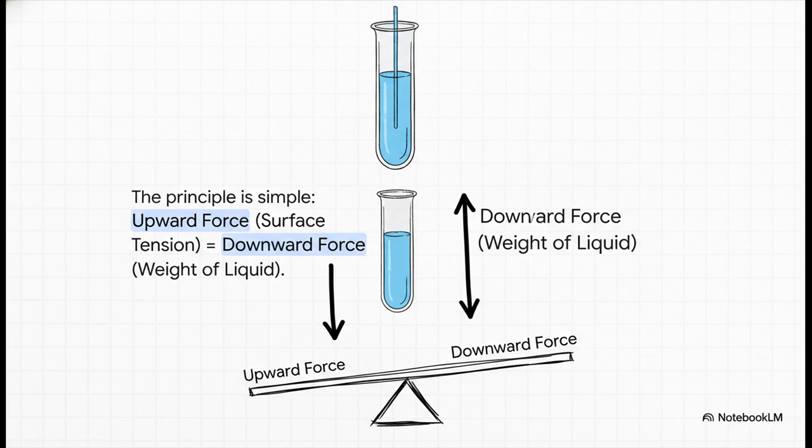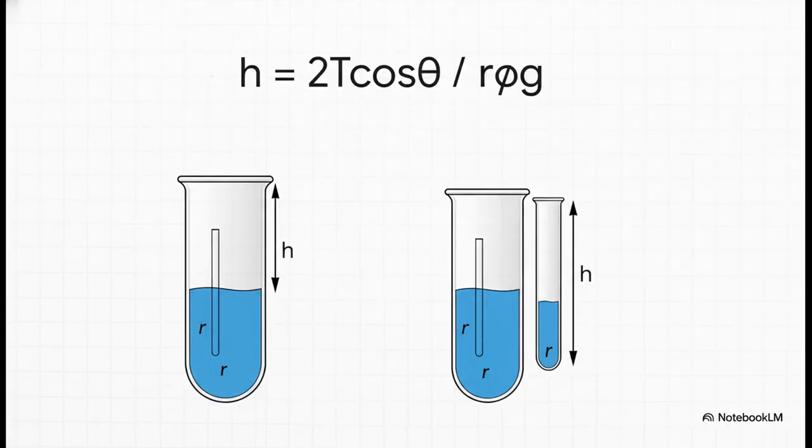It's all about equilibrium. And when we do the math on that balancing act, we get this formula for the height of the capillary rise. Now don't get intimidated. h is the height, T is the surface tension, r is the radius of the tube, and the rest are our old friends, density, gravity, and the contact angle theta. But here's the key takeaway. The height h is inversely proportional to the radius r. In plain English, the skinnier the tube, the higher the liquid climbs. Definitely one for your exam toolkit.